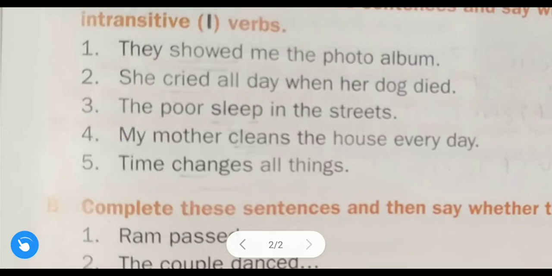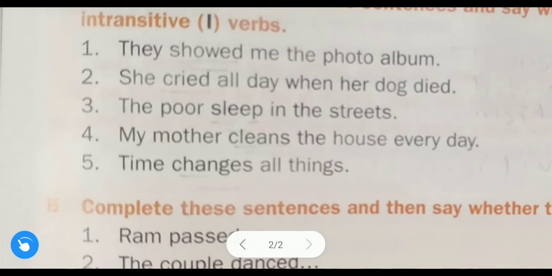So what is the answer? You don't get an answer here. If you ask the question where do the poor sleep, then only you will get the answer, in the streets. But our step is to frame the question with what and look for the answer. If you frame the question with what do the poor sleep, you don't get an answer. It means in this sentence the object doesn't receive the action of the verb, and hence it is an intransitive verb. So sleep is an intransitive verb.